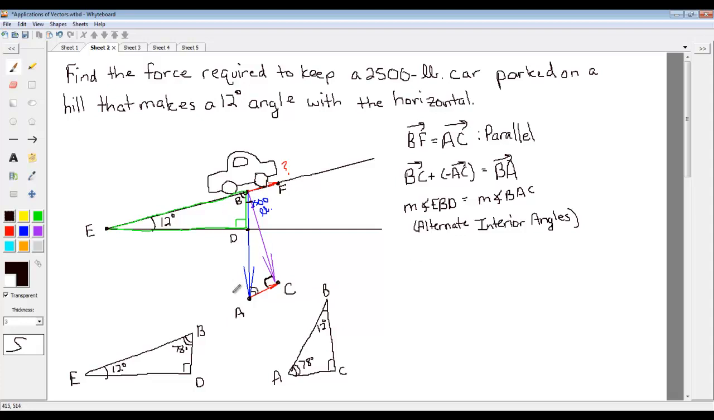Now ray BA was 2,500 pounds, that was due to gravity. So we can go ahead and label that with 2,500. What we're trying to find is the force. We're trying to find the magnitude of AC here. Because remember, that vector is equal to this vector, and this is the force vector keeping the car from rolling down the hill. So if we find the magnitude of that vector, then we've got our answer, because we're trying to find the force required to keep that car parked there.